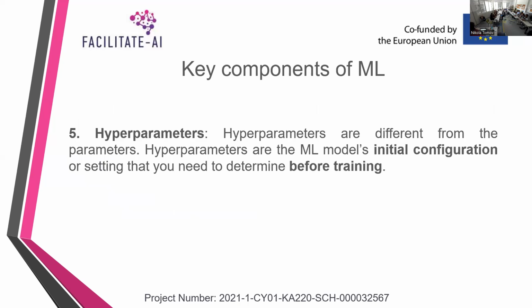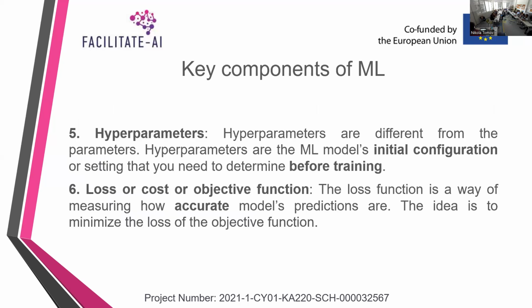I hope I don't give too pessimistic examples. So another thing is hyperparameters. Hyperparameters are different from the parameters. This is something that you put in the model initially. You have to predefine it. You have these hyperparameters, and you need to set them before you train the model. It's very important. Sometimes the reason why it doesn't work is this.